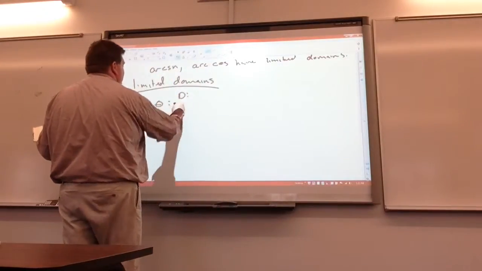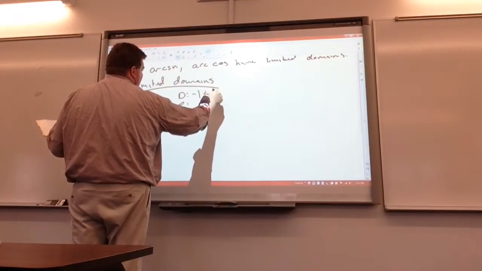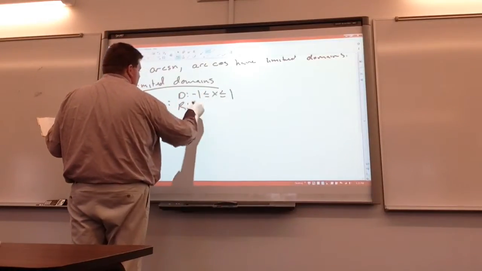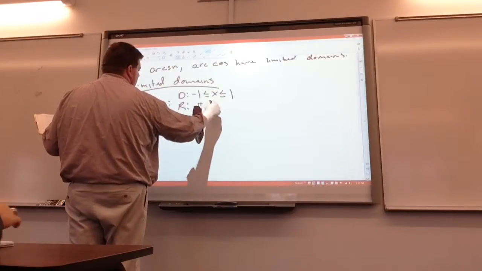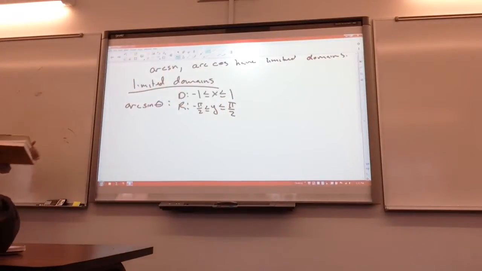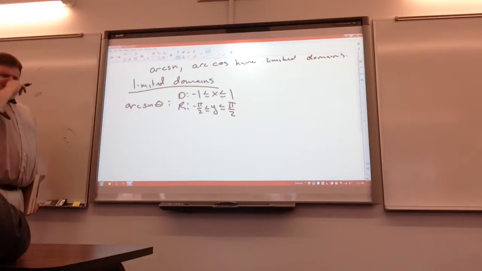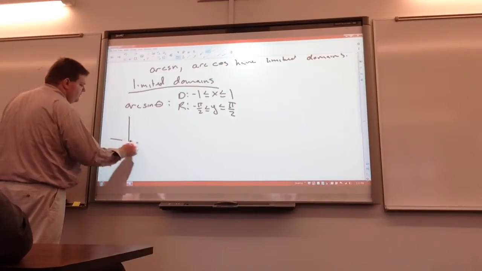Okay, so the domain is from -1, less than or equal to x, less than or equal to 1, and its range is minus pi over 2, less than or equal to y, less than or equal to pi over 2. So the arc sine is only defined between -1 and 1, and it's only going to give you answers from -pi over 2 to pi over 2. Now why would that be the case? Why is it not defined everywhere? Well, let's look at our unit circle.